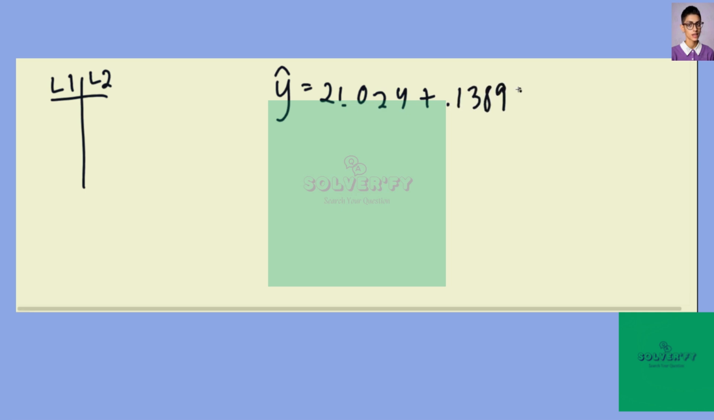So I'm using a TI-84 and I put my data in list 1 and list 2. And when I did, I find the regression equation to be 21.024 plus 0.1389x. And then I graphed a scatter plot of the data, and the scatter plot ends up looking like a pattern kind of like this. And then the regression equation ends up looking like that.